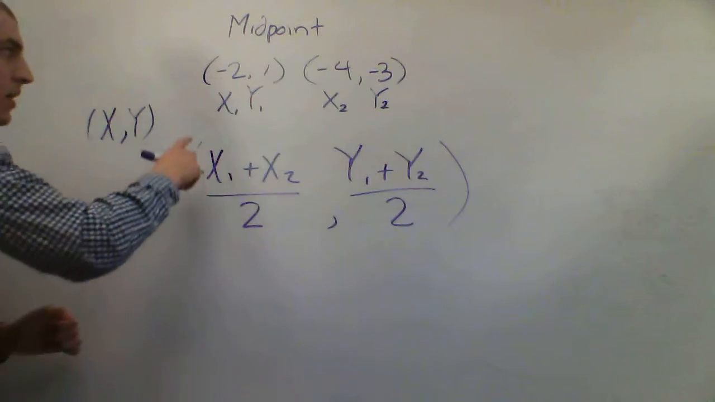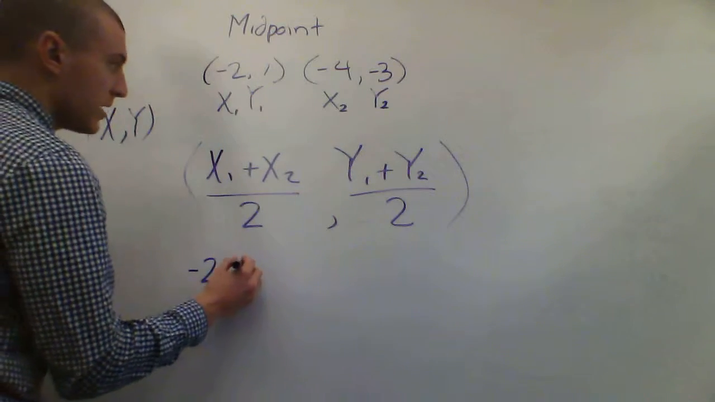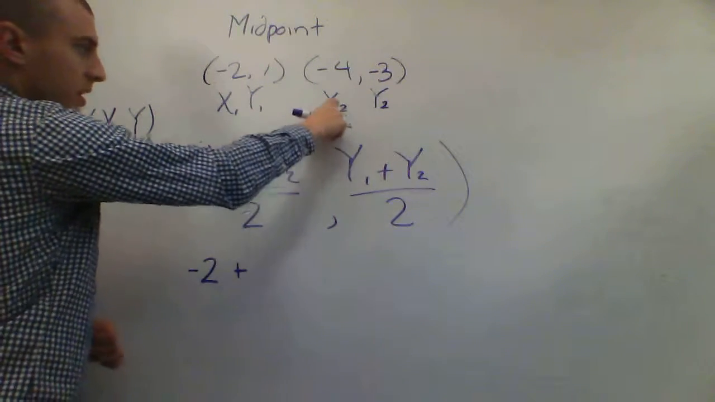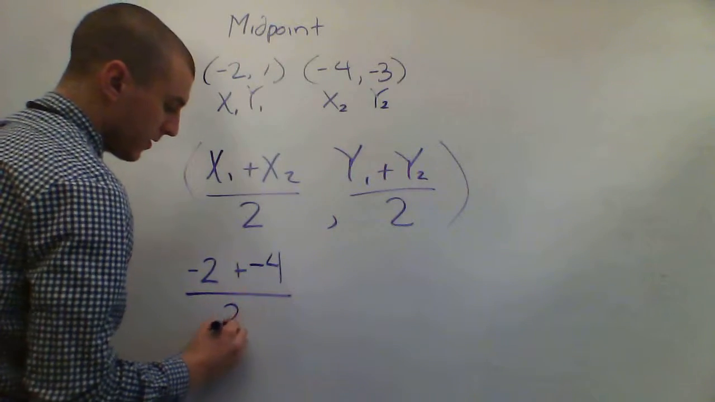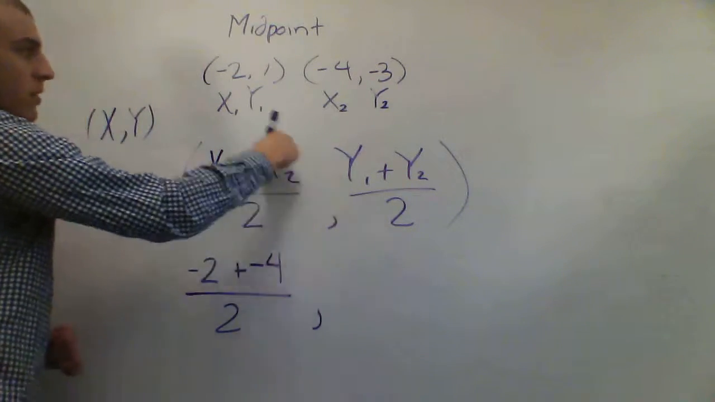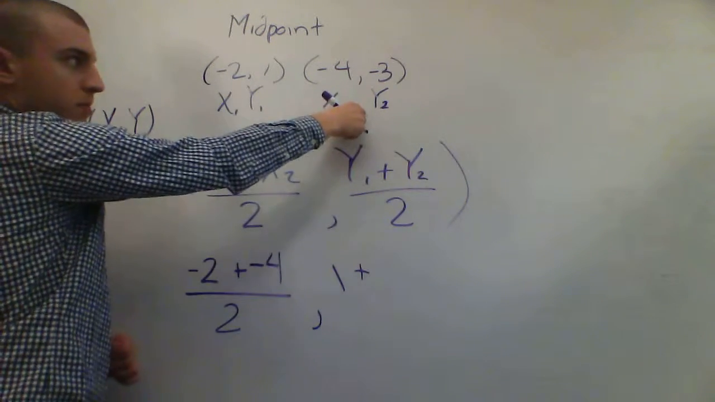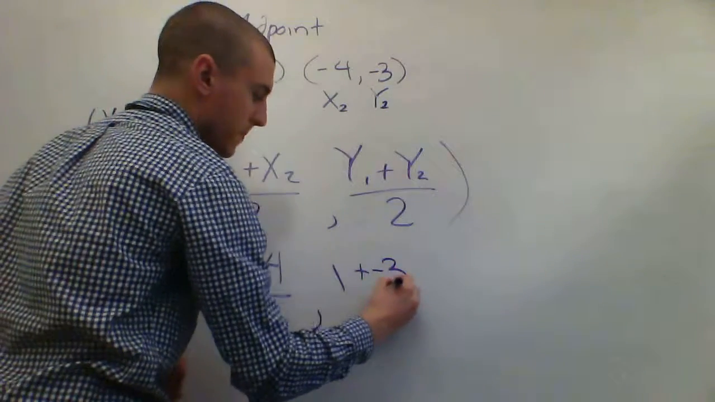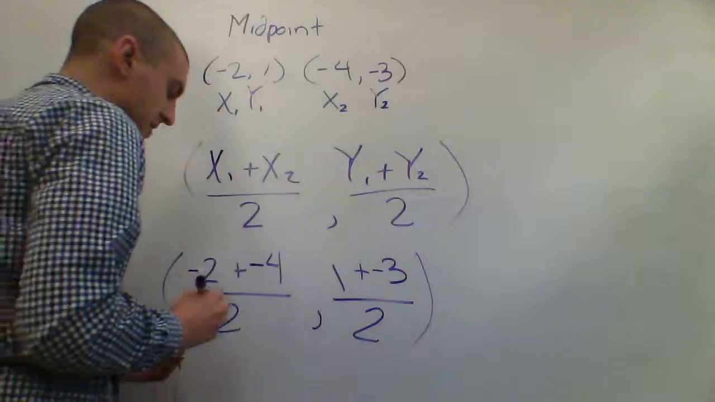Okay, so here we go. x1, we find it right up here, -2, plus x2, let's find it, here it is, -4, divided by 2. y1, we find it up here, is a 1, plus y2, -3, divided by 2. Okay, now the rest is simple math.